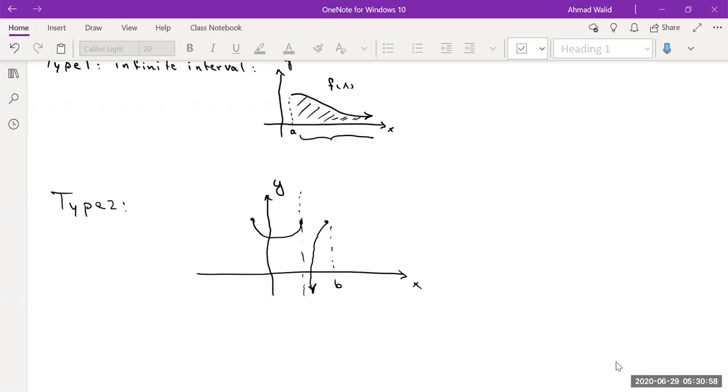Here I'll name it B, and here I'll name it, for example, A. Type 2: you have a finite interval, but you have discontinuity. You see here at this point, you have a vertical asymptote. Definitely, this is defined, but on one side, you have an irremovable discontinuity.